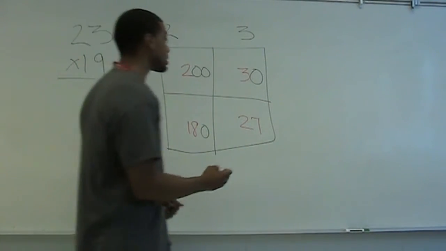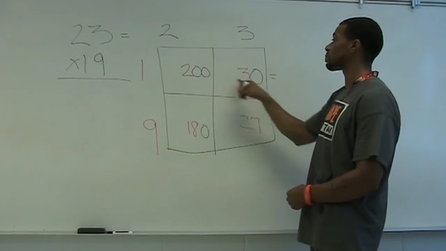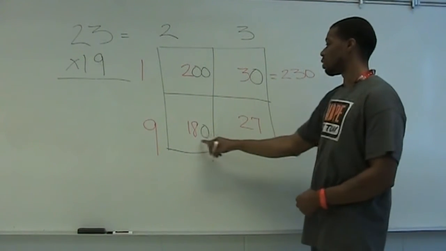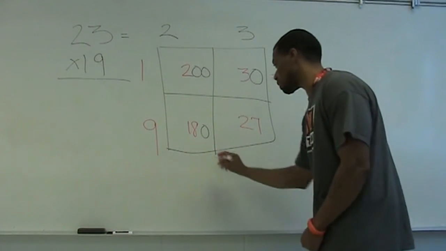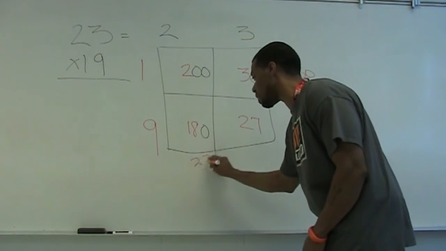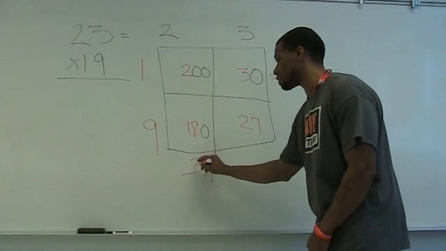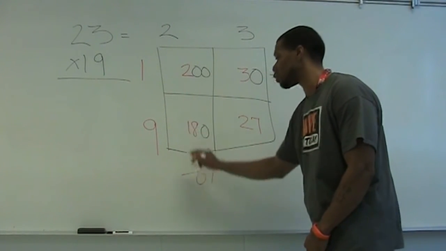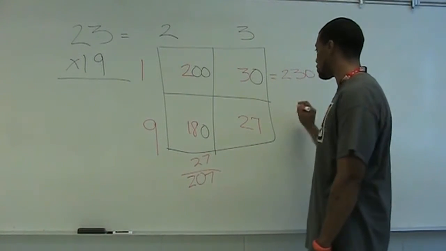The next step is we have to add these numbers up. 200 plus 30 is 230. 180 plus 27. If you need to work it out, you can feel free to write outside of your box. 7 plus 0 is 7. 8 plus 2 is 10. Regroup, bring up the 1. 1 plus 1 is 2. So we know that 180 plus 27 is 207.